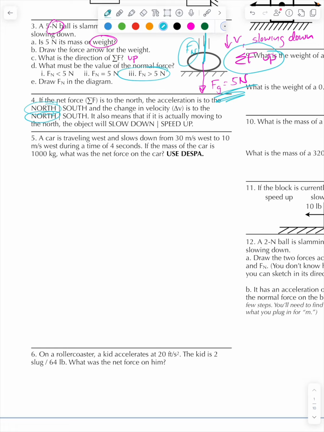But here's the thing that I just already mentioned. It also means that if it is actually moving to the north, the object will speed up. So again, that's the idea that if the net force is to the north and it's moving to the north, that means it'll speed up. If the net force is to the north, and let's say it was moving to the south, it would slow down.